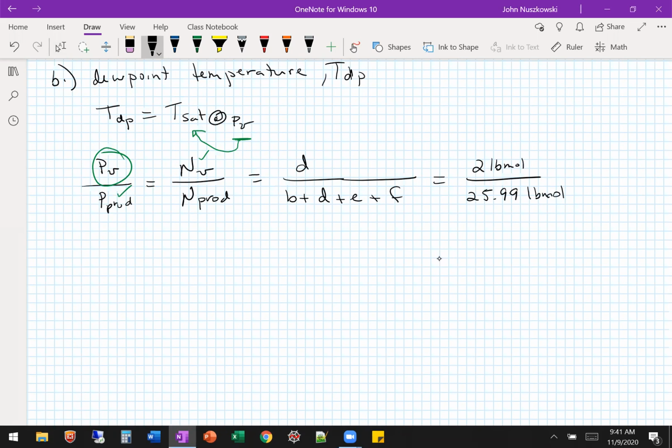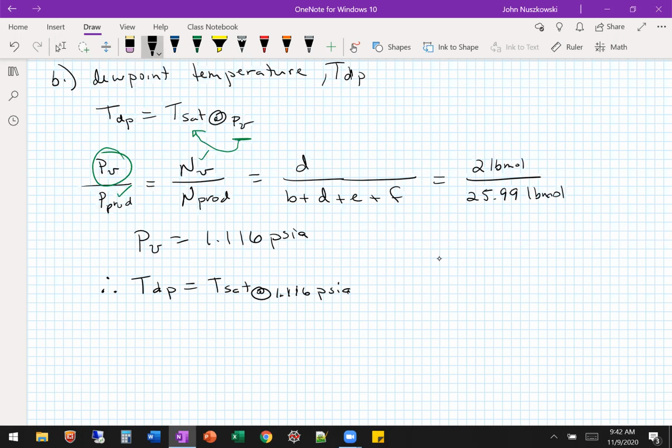psia, and that's our pressure of the water vapor. So the water vapor contributes 1.16 psia to that 14.5. Okay, so now we have that. We have our partial pressure of the water vapor.